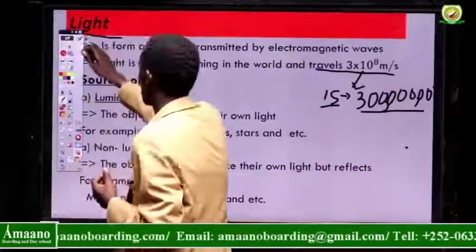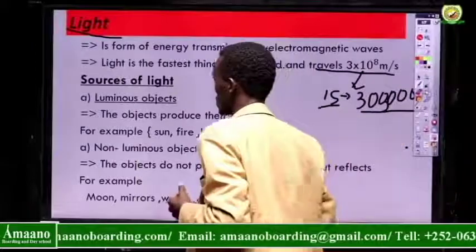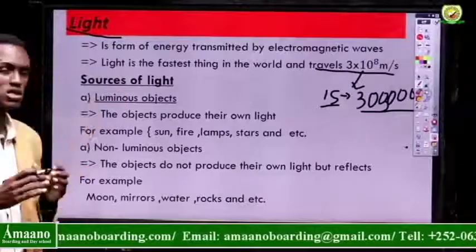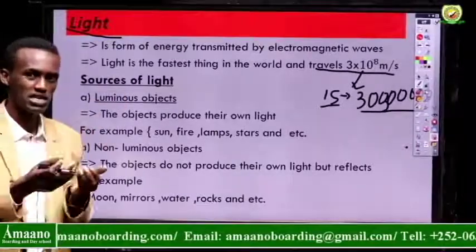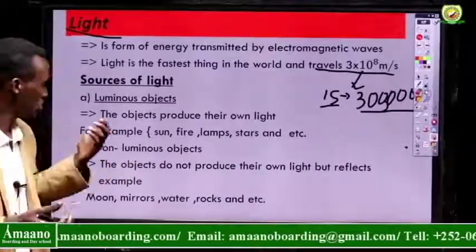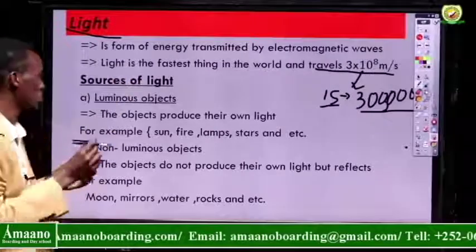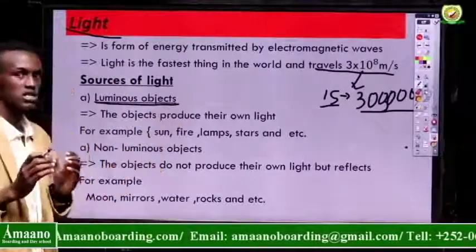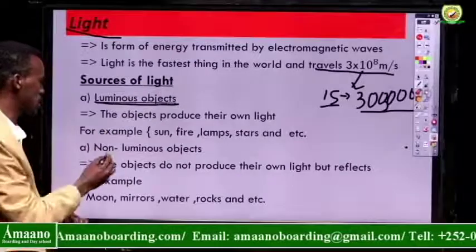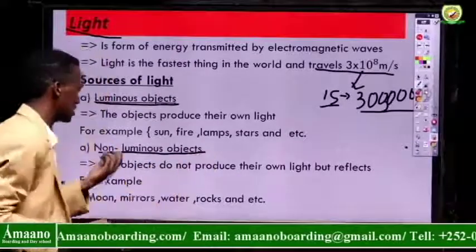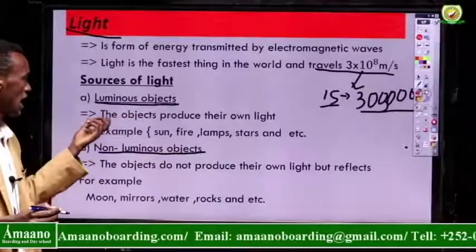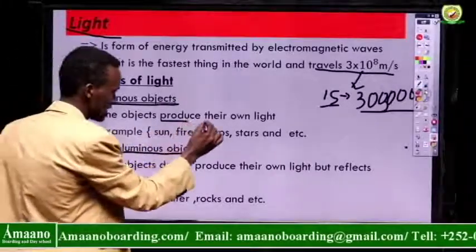Okay, the next point is the sources of light. The sources of light are luminous objects and non-luminous objects. Some objects produce their own light, and some objects reflect light. The objects that produce their own light are called luminous objects, and the objects that reflect light are called non-luminous objects.